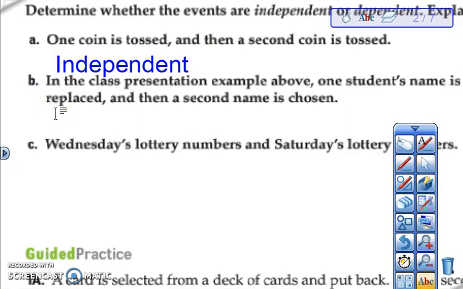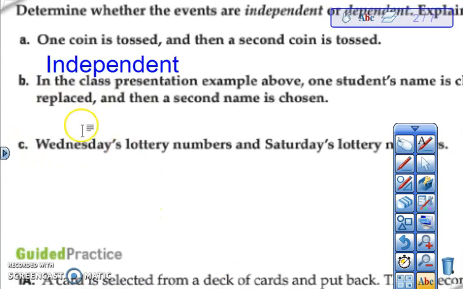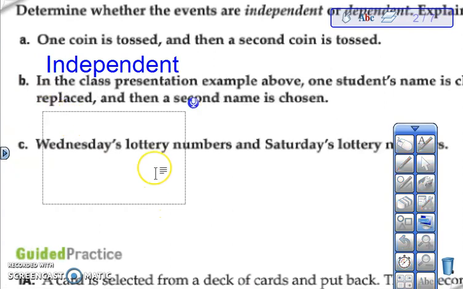For the second one, it says in the class presentation example above, one student's name is drawn and not replaced, and then the second name is chosen. Well, if I draw a name out of a hat and I do not put it back, that has an effect on the second one drawn because now there's fewer names in the hat. Also, I can't use the same name twice, so that limits the number of names on the second draw. So these events are going to be dependent.